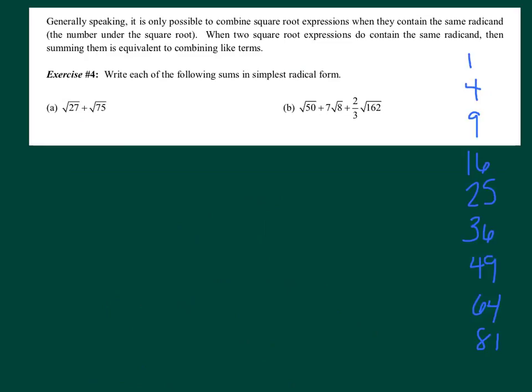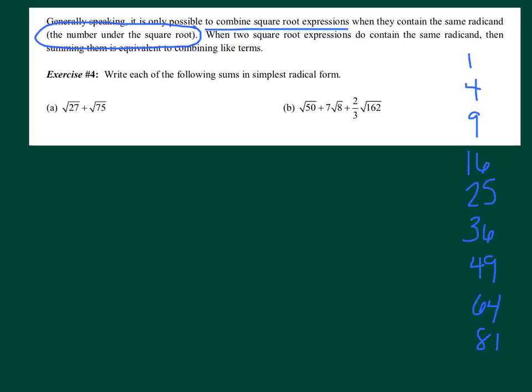All right, generally speaking, it is only possible to combine square root expressions when they contain the same radicand, the number under the square root. When two square root expressions do not contain the same radicand, then summing them is not possible, just like combining unlike terms. So what do I need in your notebook there? Basically, you can only add when you have the same number under the square root. Okay, it is only possible to combine expressions when you have the same number under the square root.